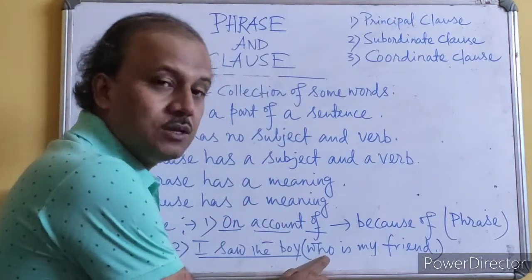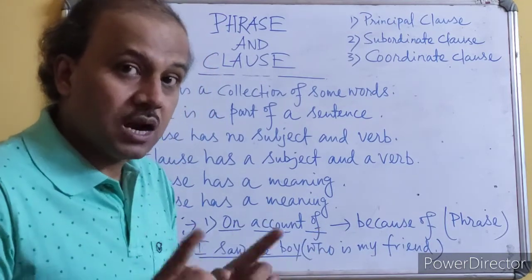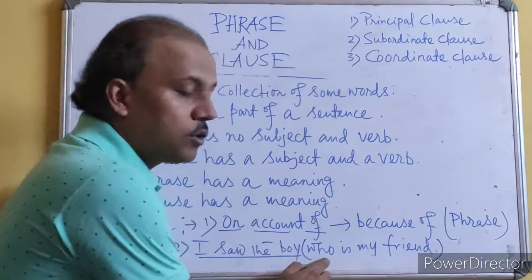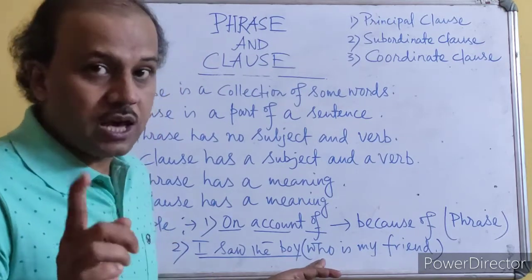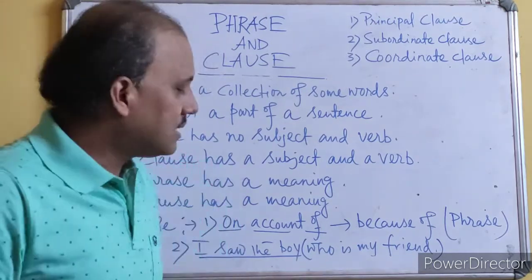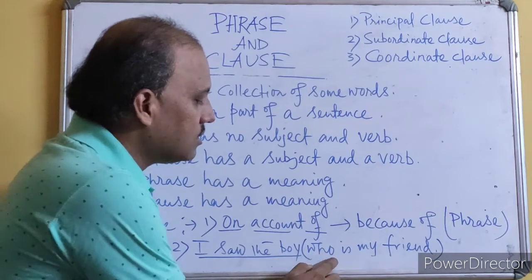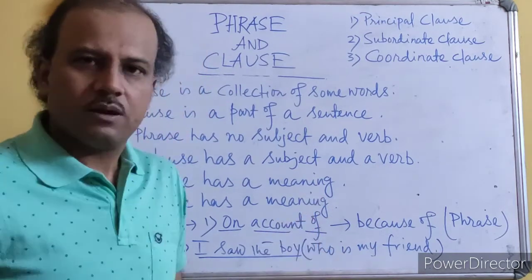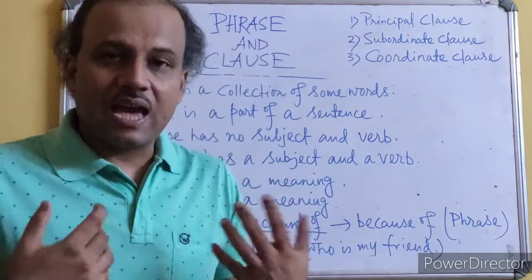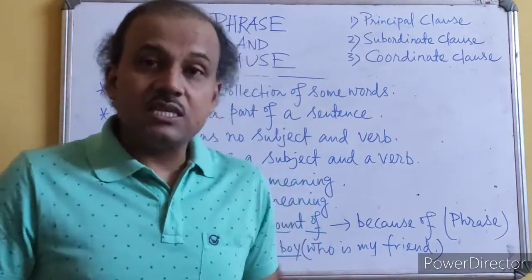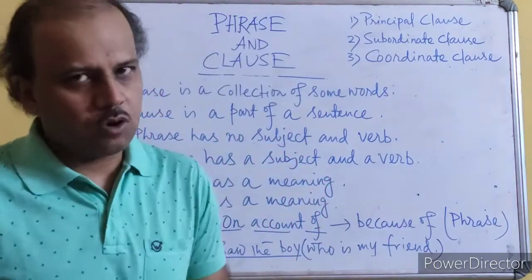Now this is the binder, so a subordinate clause must start with this binder. So when you recognize that there is a binder, subordinator or subordinating conjunction, we must understand that the subordinate clause starts from that. So this is the way we can understand what a subordinate clause is and how we can recognize a subordinate clause as well as a principal clause.